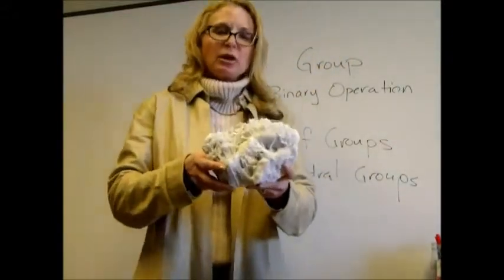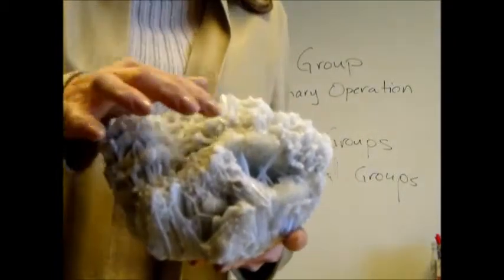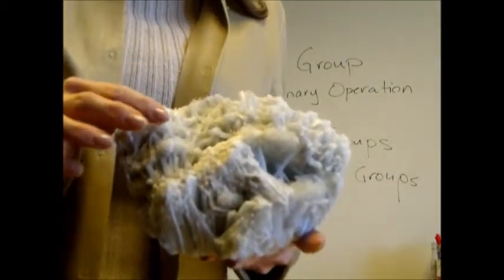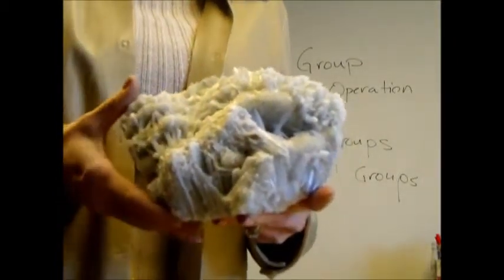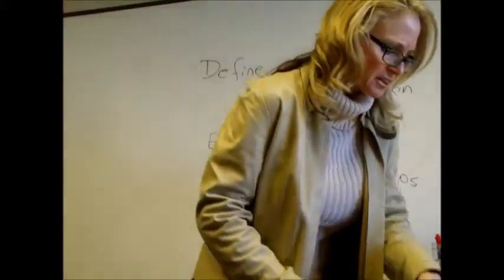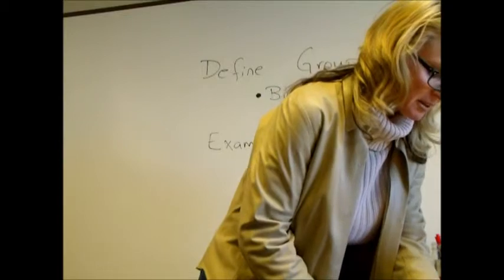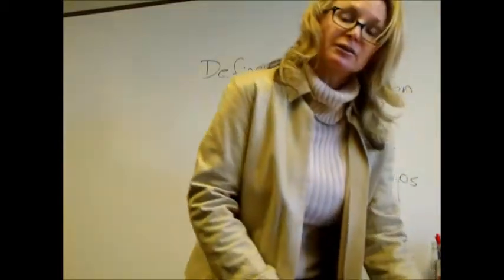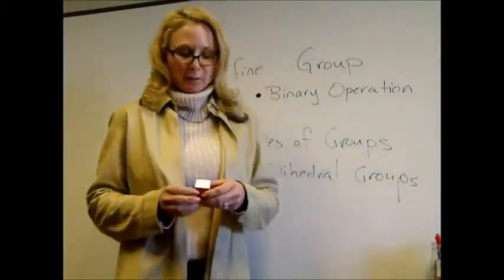So, for example, this is an example of a crystal structure, and it has symmetric properties that follow certain guidelines. Physicists have used these groups to predict the existence of elementary particles that were later found actually by experiment.